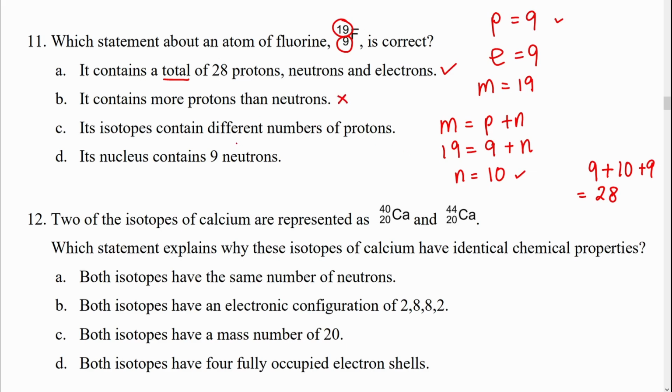Its isotopes contain a different number of protons. So one more time, what is the definition of isotopes? Isotopes are elements with the same number of protons but different numbers of neutrons. Here, it says that it contains a different number of protons, so it is wrong. It should contain the same number of protons. Next, its nucleus contains 9 neutrons. The neutron here, we already found it. The neutron is 10, it's not 9. So this one is also wrong. So the correct answer is A.